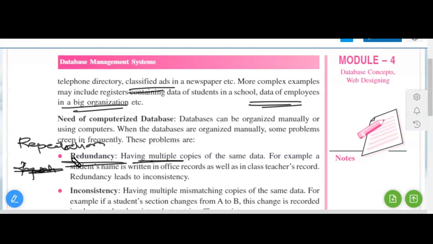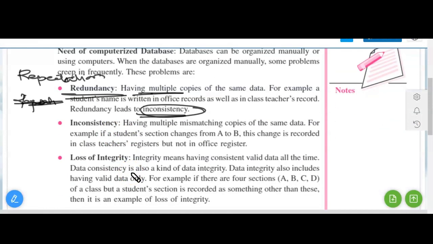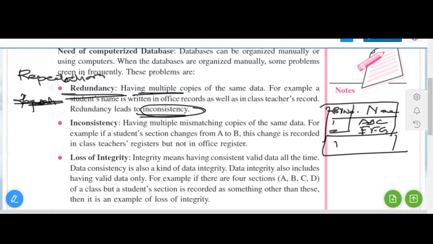That creates multiple copies of information, which leads to inconsistency. Inconsistency means the data are not properly managed. For example, if I have a table with roll number and student's name, roll number 1 ABC, roll number 2 EFG, and then again roll number 1's data is given here as ABC. So here comes the repetition. We call it redundancy, and this creates a kind of inconsistency. That means the data cannot be used properly.